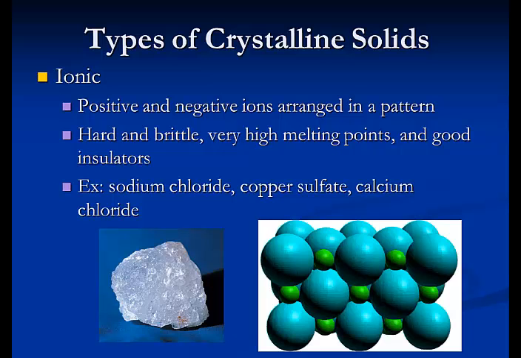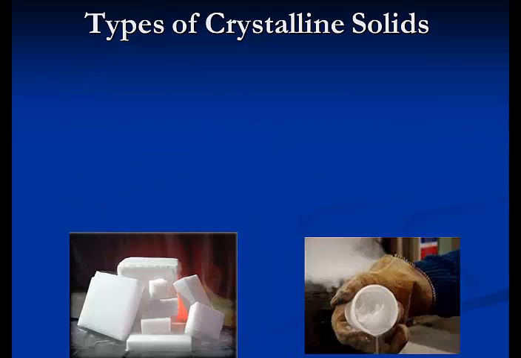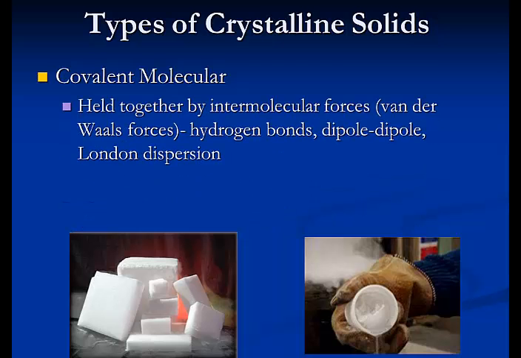So all three of those are considered crystalline solids. All of them are held together by pretty strong bonds: ionic, covalent, and metallic. Those three are held together by stronger bonds than the next one, which is called covalent molecular. Well, how are these different? Well, these are molecules not held together by covalent or ionic or metallic bonds, but they are held together by intermolecular forces, also known as van der Waals forces.